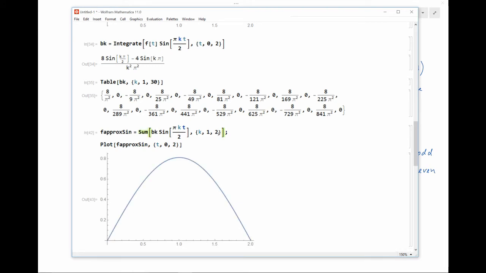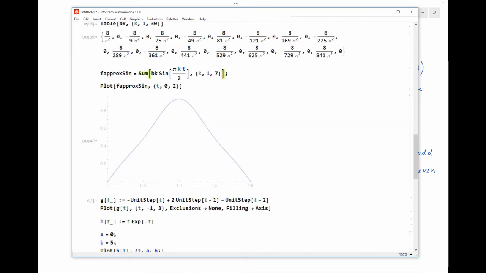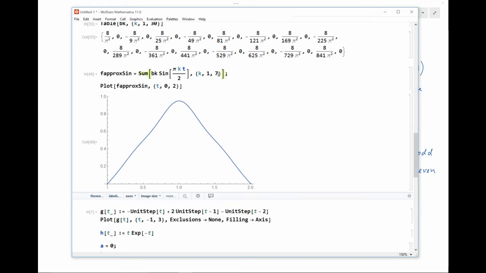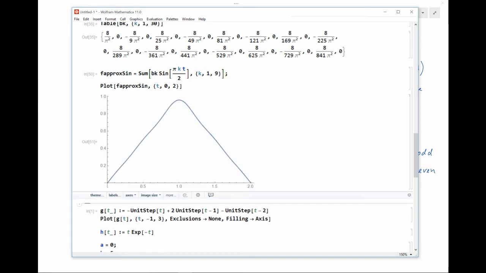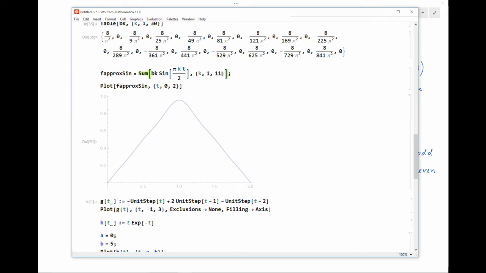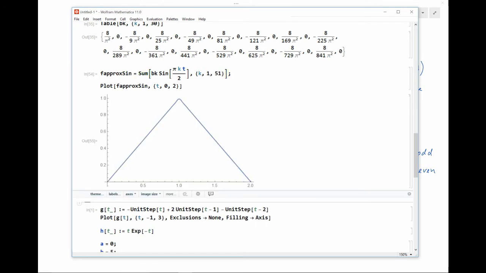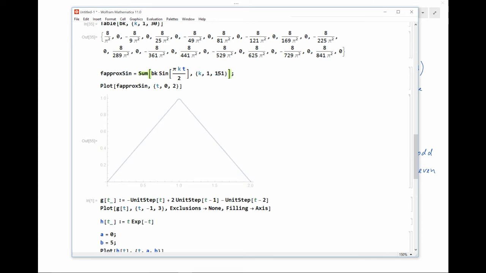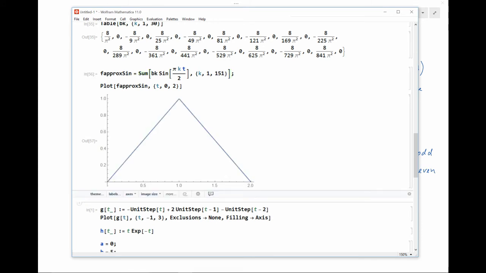The second coefficient was 0, so it's only with the addition of a third term that we get a change. Now the fourth coefficient will be 0, so let's add 5 terms, 7 terms, 9 terms. It's getting better and better with the addition of each term. So if I add 51 terms, I get a very close representation of my 10th function. 151 terms will make it almost perfect.